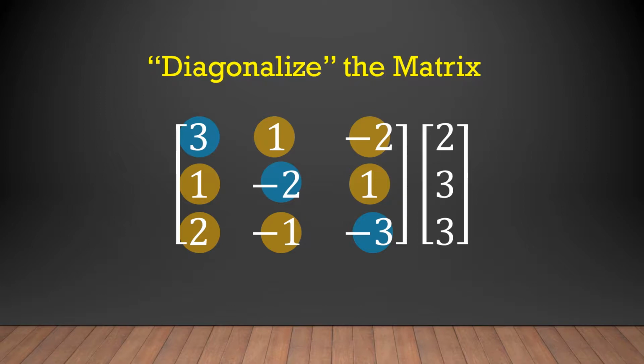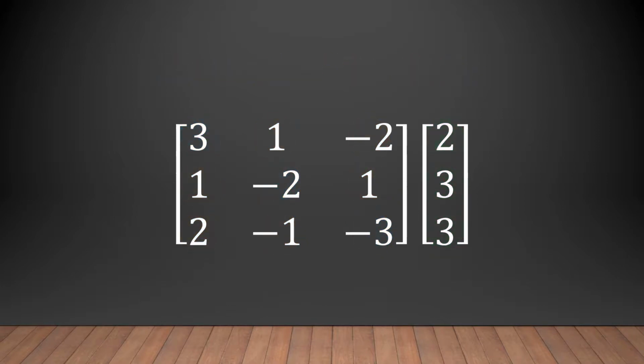And if we do it correctly, then the elements in the column matrix will turn into the answers to the problem. It's a pretty cool result. Okay, so let's see how we do that.